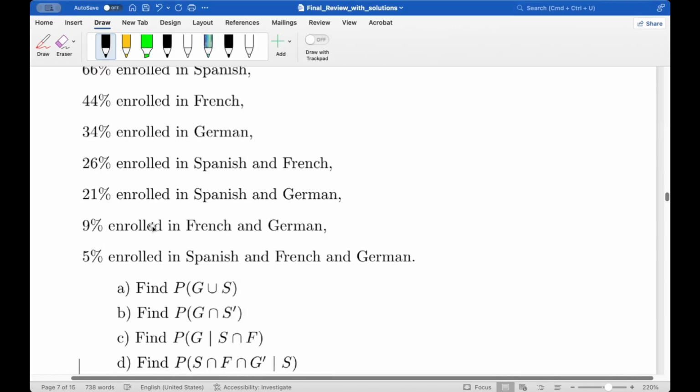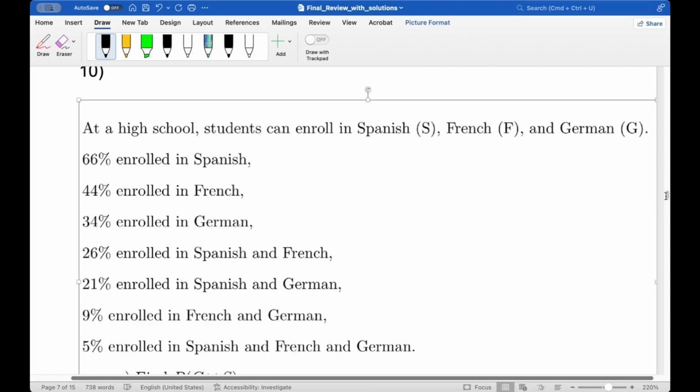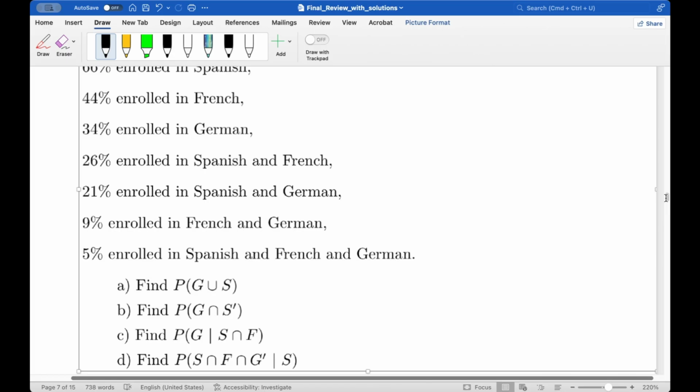All right, number 10. At a high school, students can enroll in Spanish, French, or German. 66% enrolled in Spanish, 44% in French, 34% in German, 26% enrolled in both Spanish and French, 21% Spanish and German, 9% enrolled in French and German, 5% enrolled in Spanish and French and German, all three.